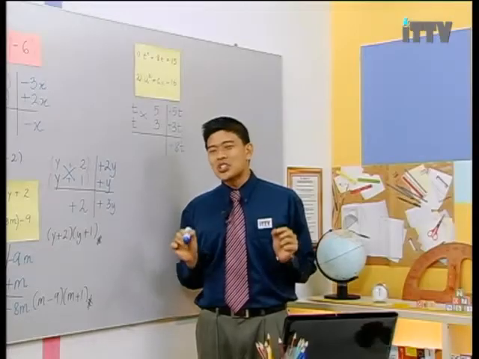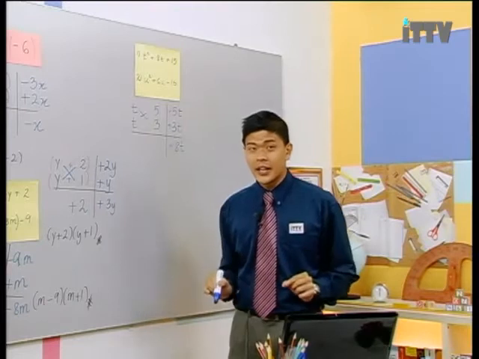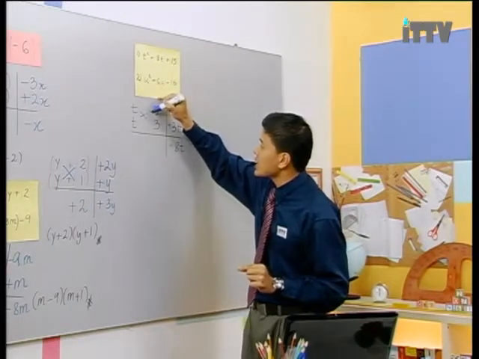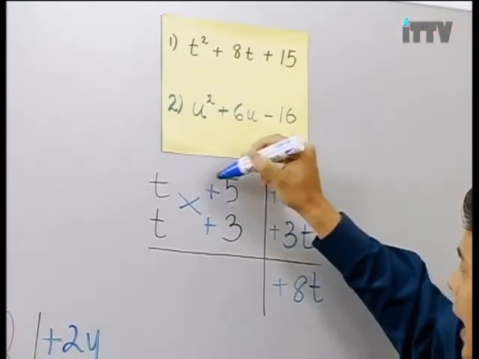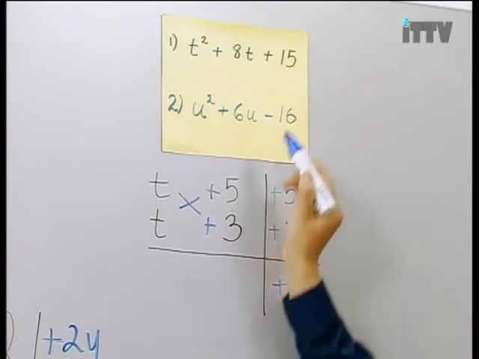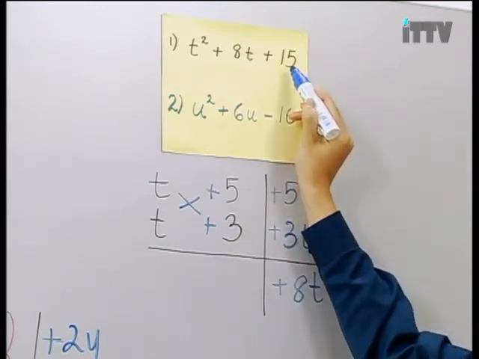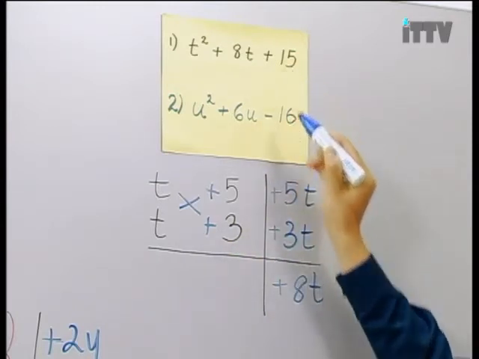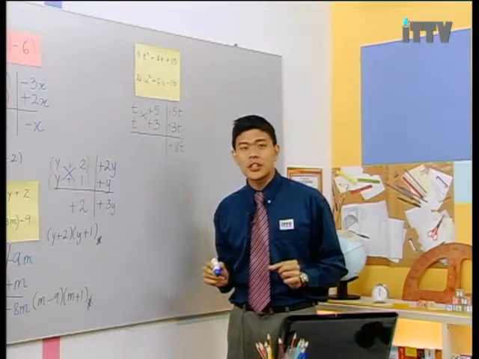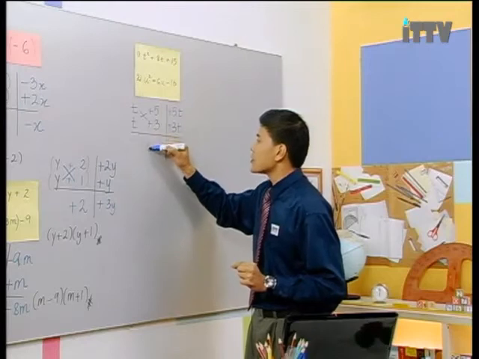Positive and positive. That is the only way to get a positive 8t. Alright, remember, it is not certain until you check again. Now, how to double check? Transfer the sign. They are the same sign and put them here. The product of these two terms should give you positive 15. Yes, positive 5 times positive 3 gives you positive 15.